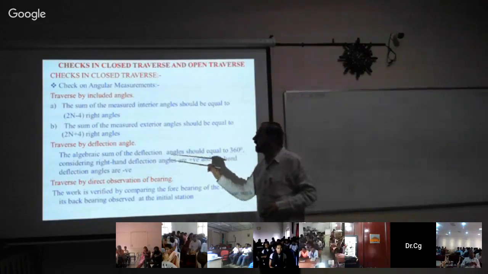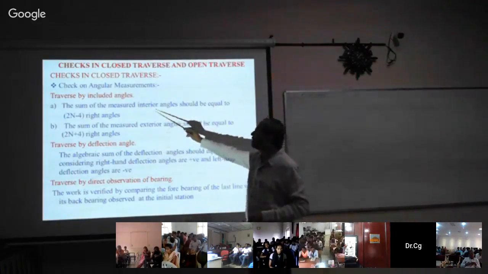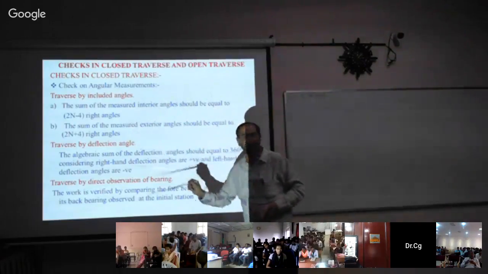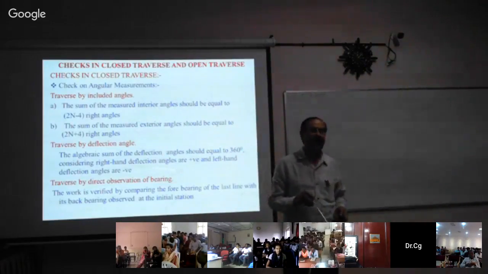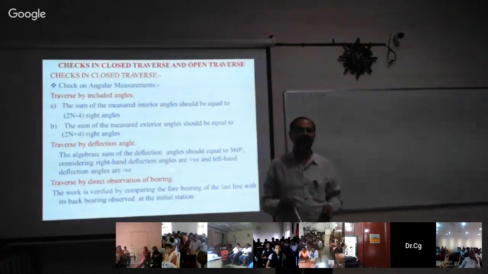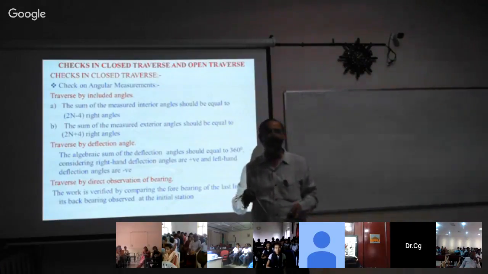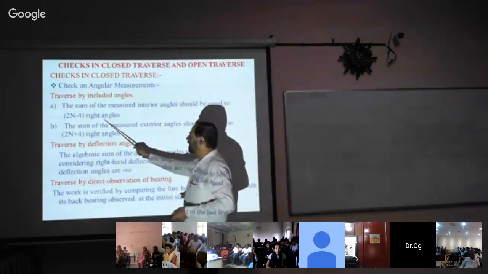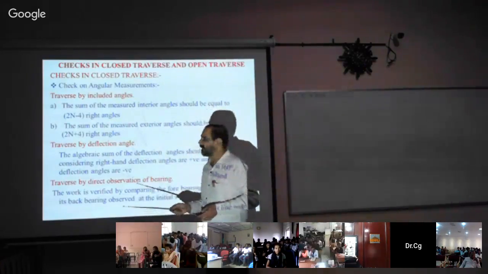Finally, the sum of the measured interior angles should be equal to 2n minus 4 right angles, where n is the number of sides. So that must be equal to 2n minus 4 right angles.